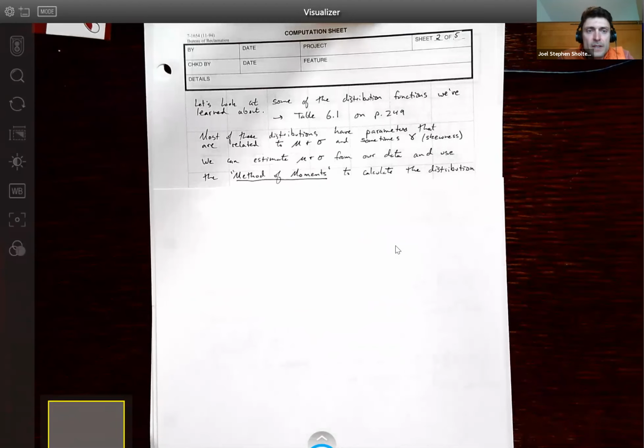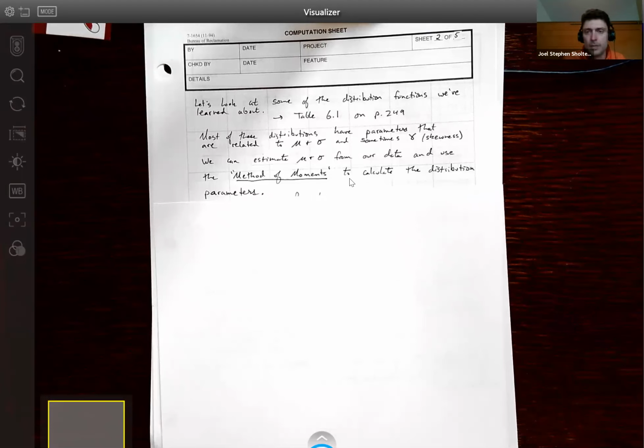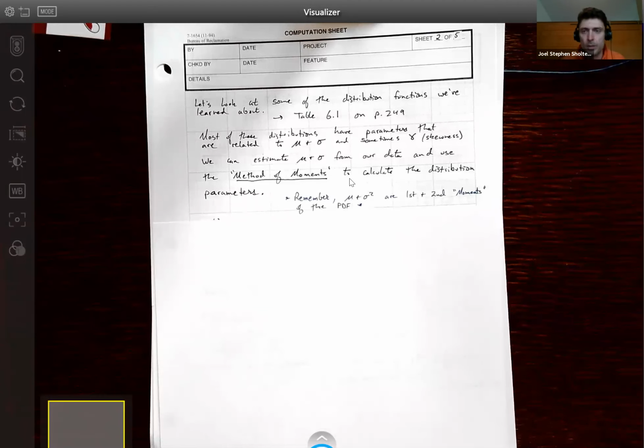So most of the distributions that have parameters, like I said, are related to the mean and standard deviation. Sometimes we need skewness if it's a more complicated distribution called a 3-parameter distribution. And we can estimate mean and standard deviation from our data. And then we can use the method of moments, basically just these equations that relate the distribution parameters to the mean and standard deviation. We call it the method of moments because mean and standard deviation are the first and second moments of a PDF.